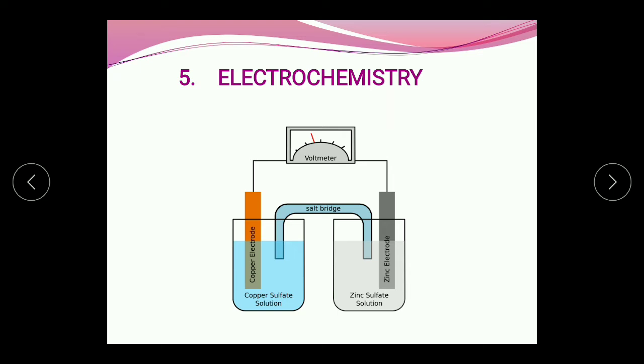Now, in today's session, we are going to learn about writing of cell reactions. The cell reaction corresponding to the cell notation can be written very easily. For that, the notations must be learned carefully. Now, we will start the session. How to write cell reaction.